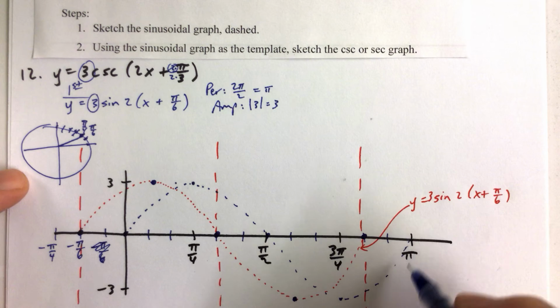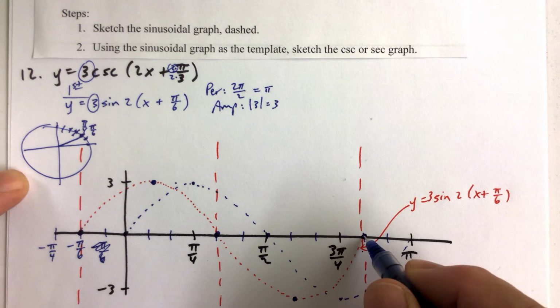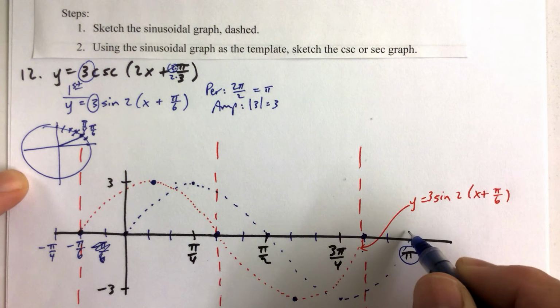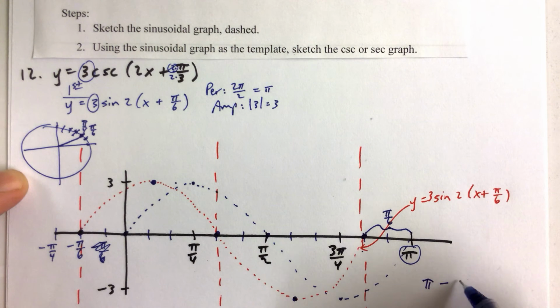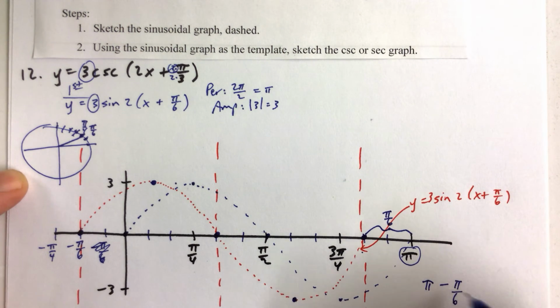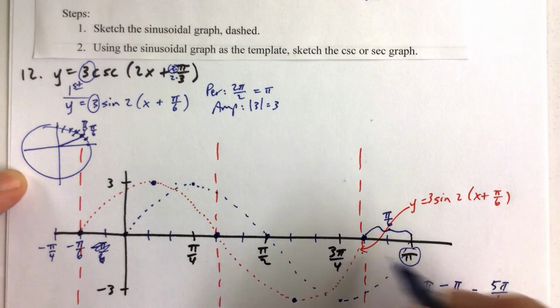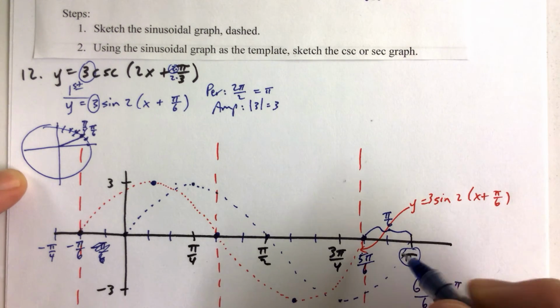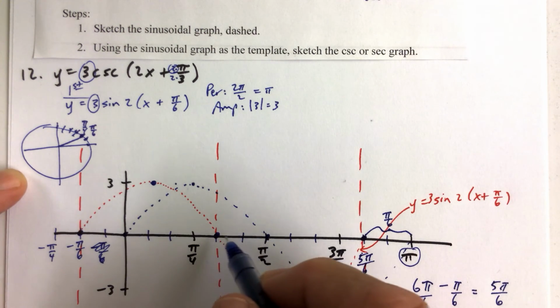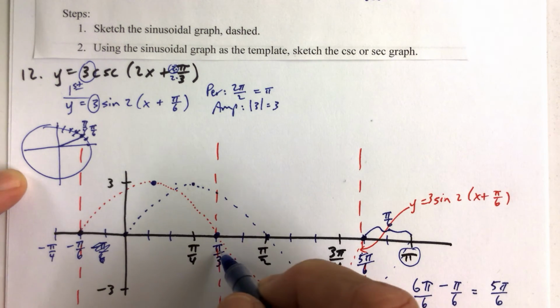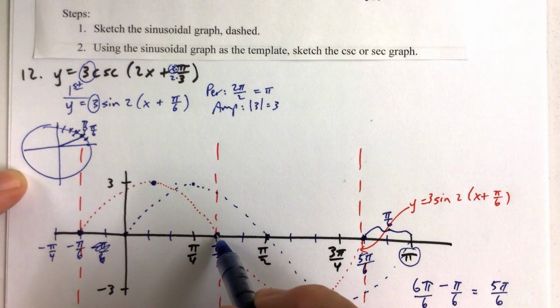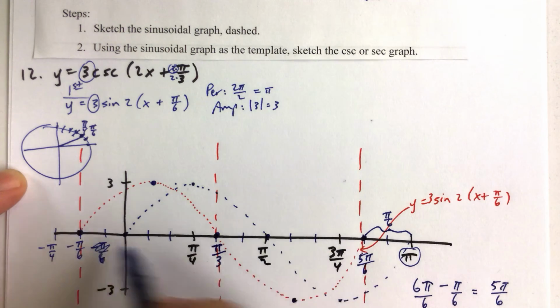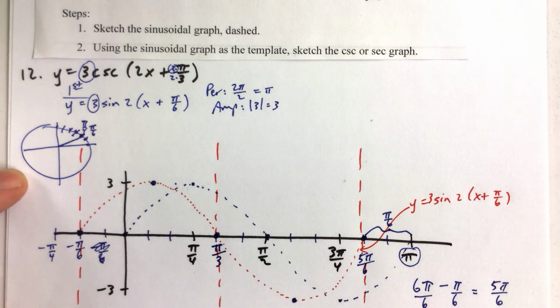Well, to get to this point here, we took pi and we subtracted pi over 6, because 2 of these little sections is pi over 6 radians. So pi minus pi over 6 is 6 pi over 6 minus 1 pi over 6, which is 5 pi over 6. That's just the 5 pi over 6 angle. Okay, 5 pi over 6. And then pi over 2 minus pi over 6 would be your pi over 3 angle. So do the math and you get pi over 3. So we have negative pi over 6, pi over 3, and 5 pi over 6 where the asymptotes are on the graph of the cosecant.